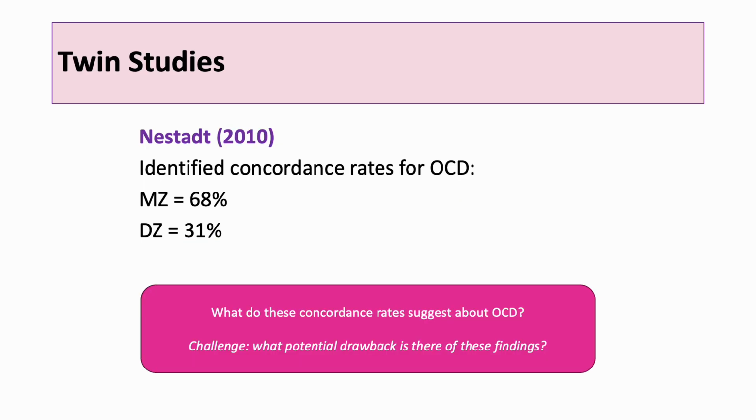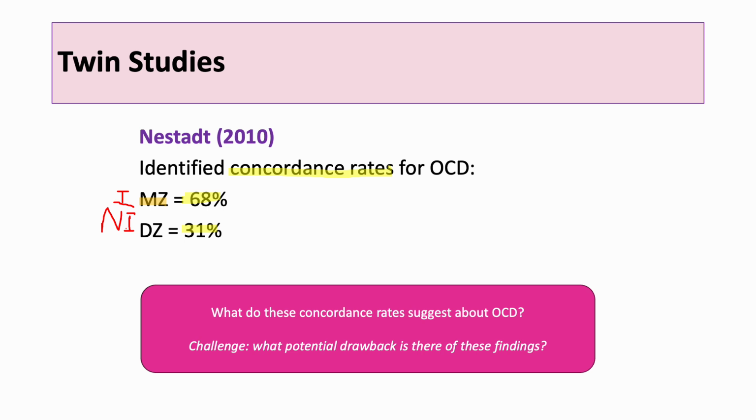When we look at some evidence for the genetic explanations, we've got twin studies. These twin studies have identified concordance rates, that is the percentage of similarity between identical twins, your MZ twins, and non-identical twins, your DZ twins. The percentage is considerably higher amongst identical twins, 68%, compared to non-identical twins, 31%. The fact that MZ twins show higher concordance than DZ twins would suggest that there is a genetic component, as MZ twins share 100% of their genes. Their DNA is exactly the same.